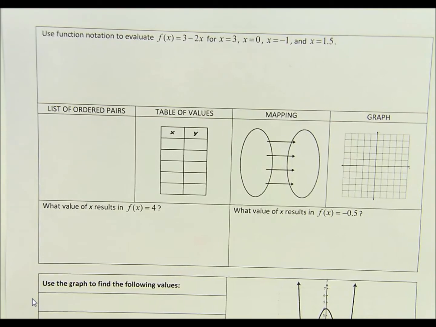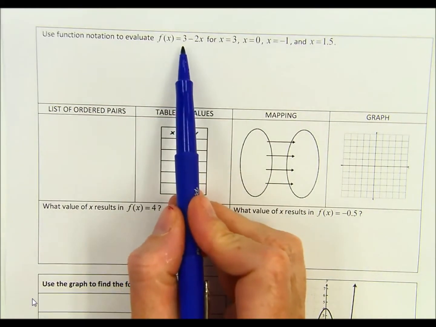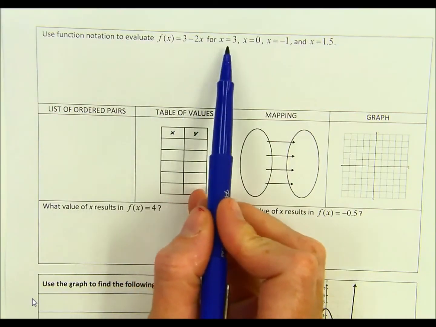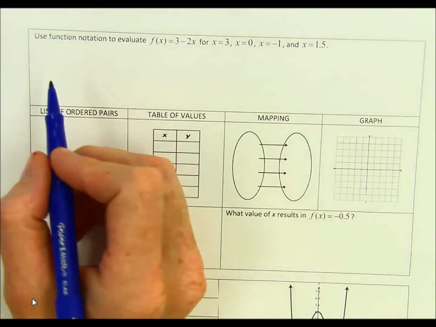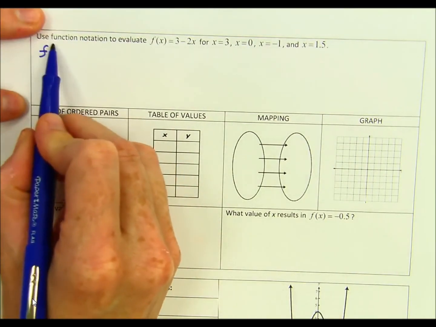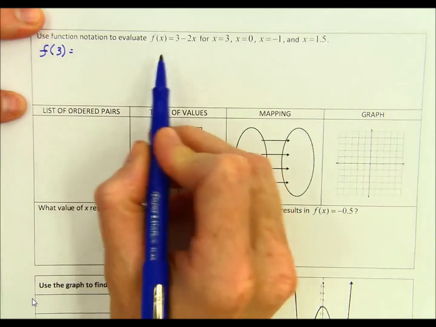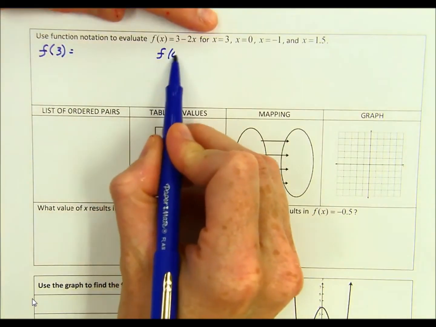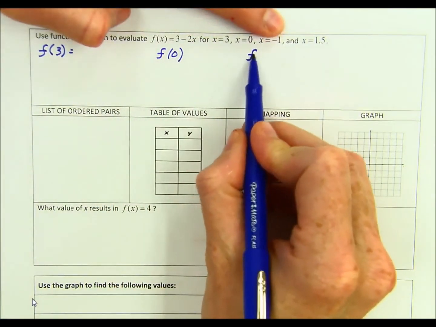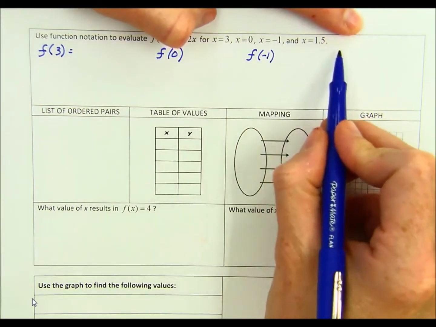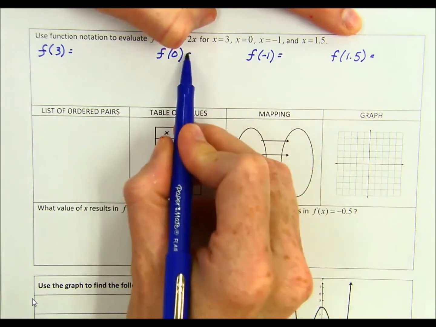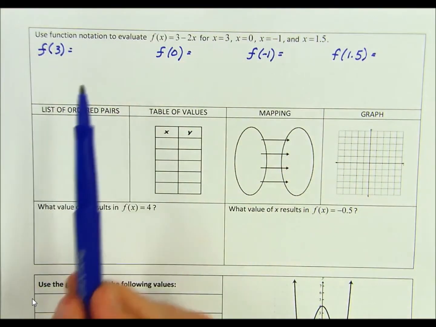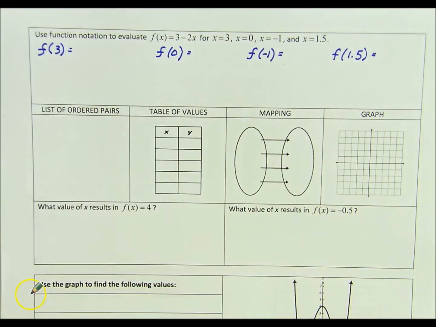So at the top of the box, it says use function notation to evaluate f of x equals 3 minus 2x for these 4 input values. So what I would like for you to do first is evaluate f of 3. I would like for you to do f of 0. Then I would like for you to do f of negative 1. And then last, f of 1.5. So I would like for you to pause the video and work these 4 problems out before we move on.